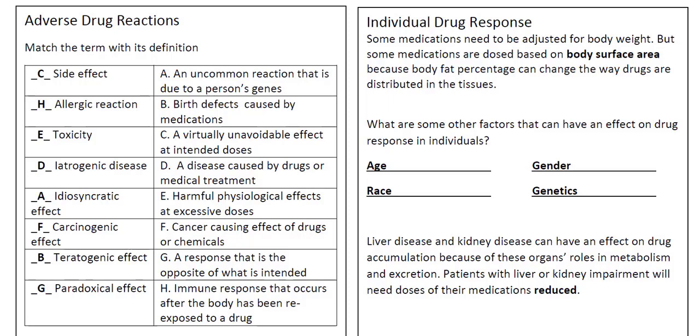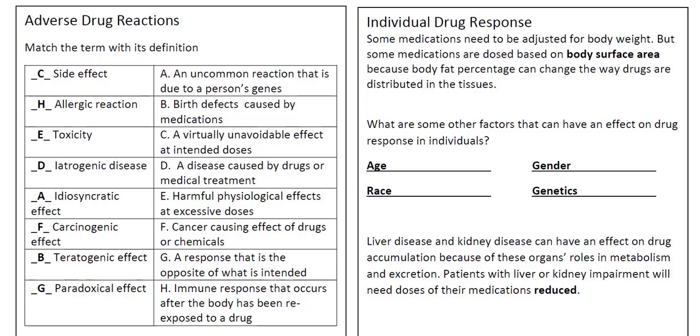Iatrogenic disease may be a new term for you. Iatrogenic disease is a disease caused by drugs or medical treatment. An example of this is patients who are taking antipsychotic medications may develop Parkinson's disease-like symptoms due to the medications that they have been taking.